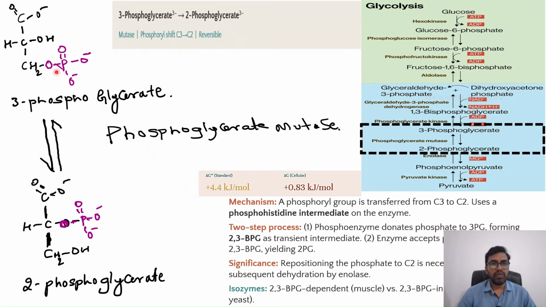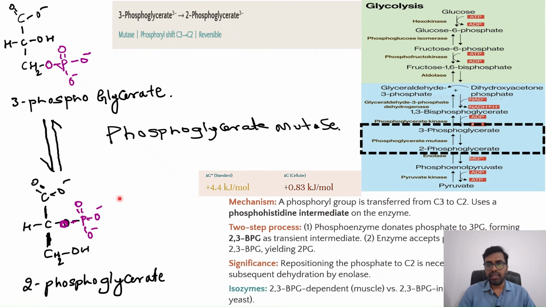Now this phosphate group is situated on carbon number 3, and this phosphate will come to carbon number 2 to become 2-phosphoglycerate. This reaction is very simple, and it is catalyzed by an enzyme called phosphoglycerate mutase, or 3-phosphoglycerate mutase. These mutases are the enzymes.